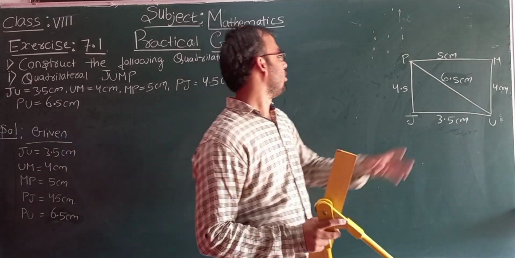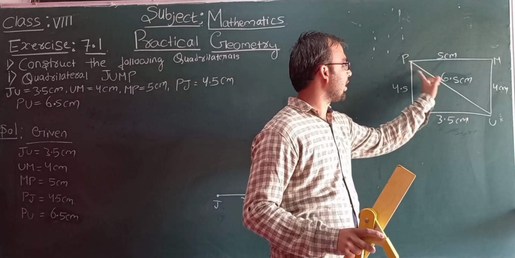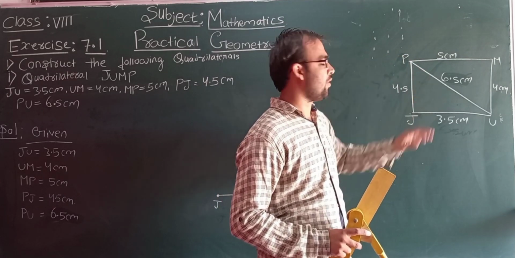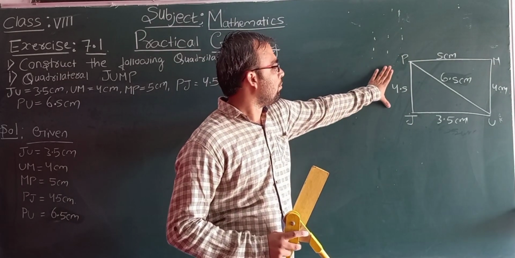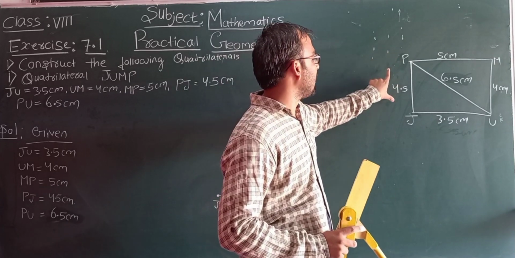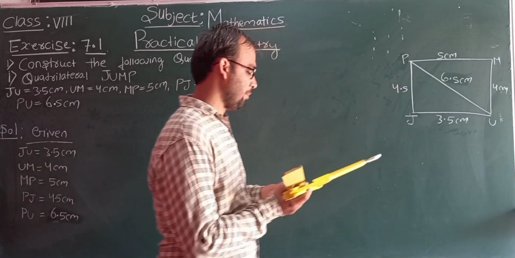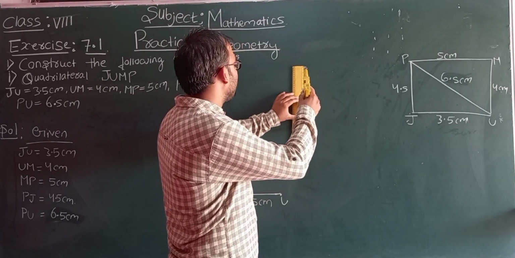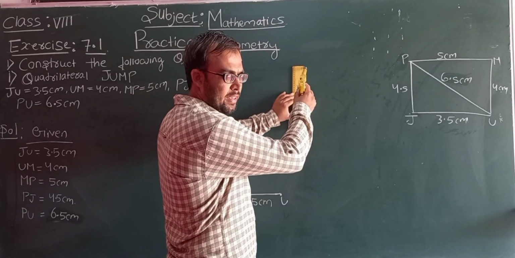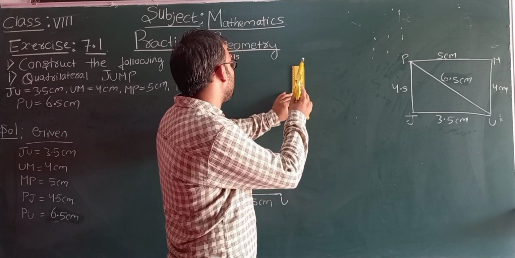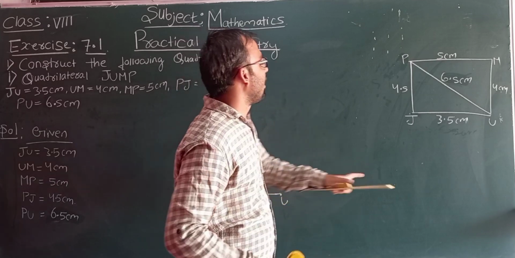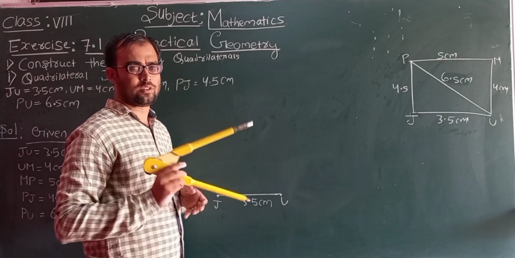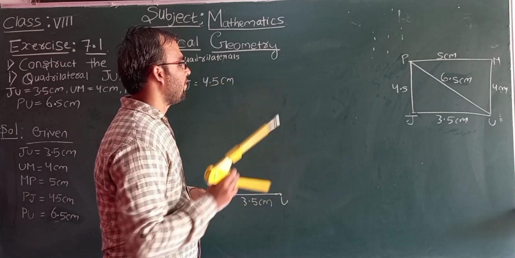Now what is the next thing? Look here, this diagonal they have given. They have given the diagonal PU. If they have given the diagonal PU, first we need to draw the side. So we need to set the compass to 4.5 centimeter. Take the scale, set the compass to 4.5 centimeter, and with J as center, draw the arc. Students, assume that the compass is set to 4.5 centimeter.